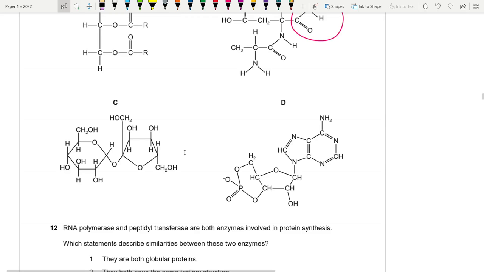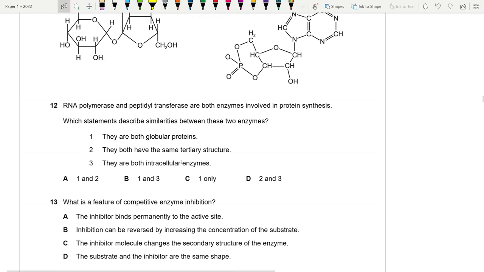D is basically part of DNA. 12. RNA polymerase and peptidyl transferase are both enzymes involved in protein synthesis. Which statements describe similarities between the two enzymes? They are both globular proteins. This is true. They are enzymes, globular proteins.